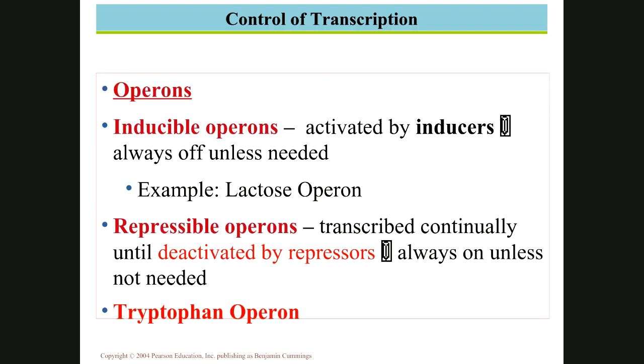So we have inducible operons, which are always off, but they could be turned on. We have repressible operons, which are always on, but they could be turned off. So we have genes that are always off, but they could be turned on. We have genes that are always on, but we could turn them off. So the question was, how does the cell do that? How does the cell turn a gene on, and how does it turn it off?